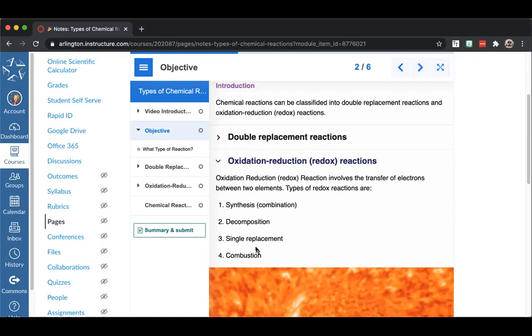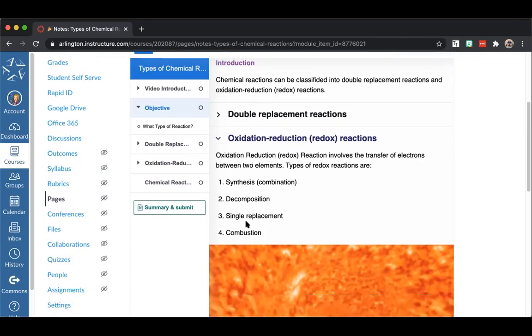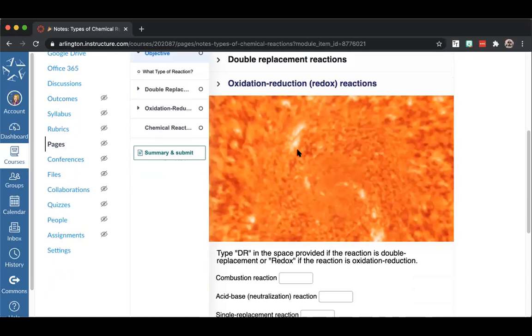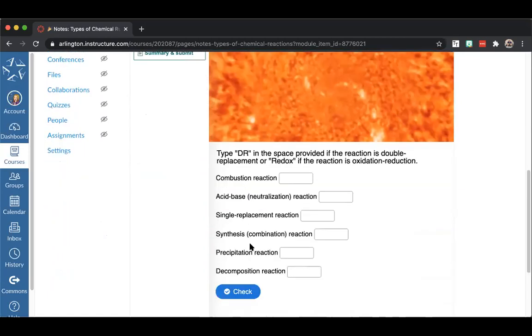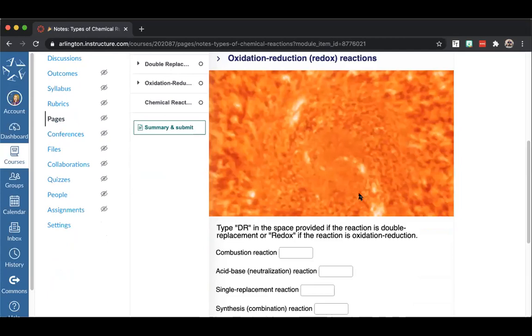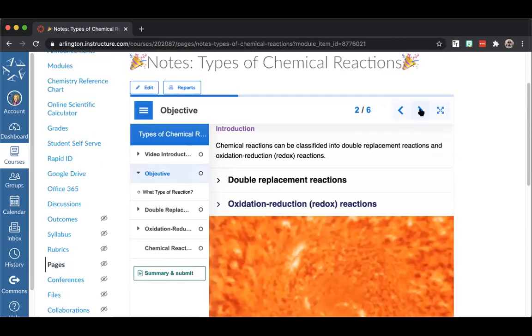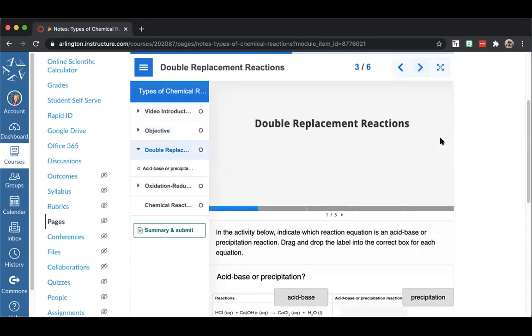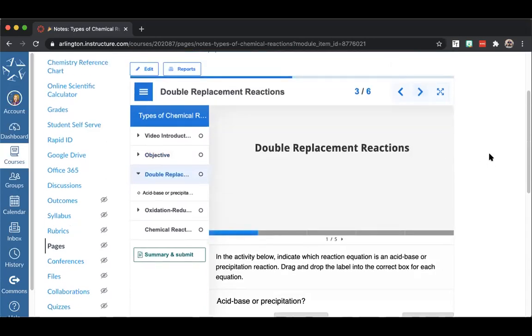And so the four subtypes here, we have synthesis. Sometimes you'll also hear it called combination. I usually use the term synthesis, but if you see combination, it's talking about this type of reaction. Decomposition, single replacement, and combustion. Okay. And again, we're going to talk about these four types in more detail as we go through. So down here, there's some practice, and it's just having you tell me which of these types go in which category. So are they double replacement or are they redox? Because you have to know which ones go into which category so that you're able to identify things better. Okay. So first, we're going to talk about double replacement reactions.